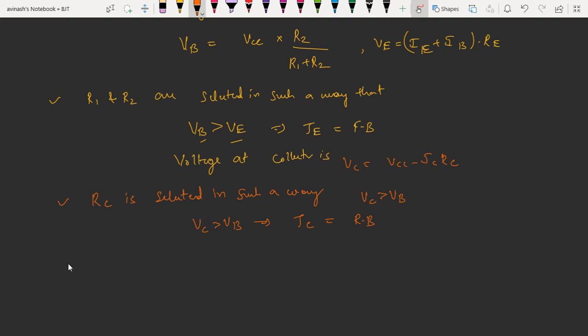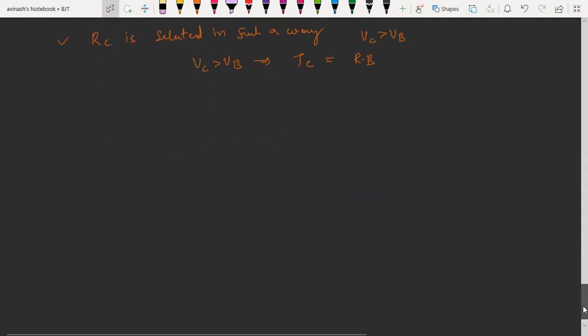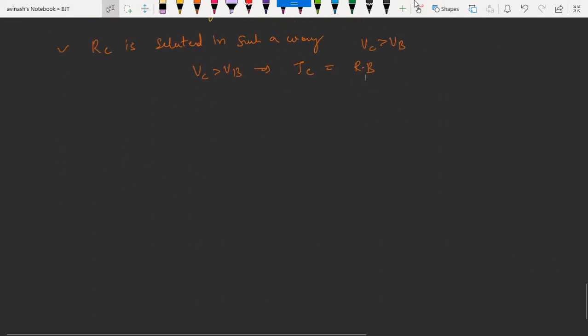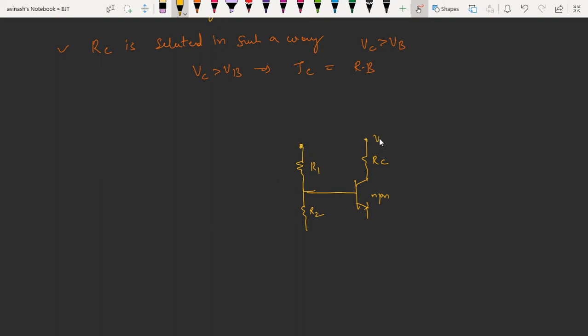So the self bias circuit can be simplified in such a way. You can see this one. If this is the NPN transistor, this will be the collector resistance, and this is the resistor divider network, voltage divider network. This will be R1, this will be R2. Now here we have the collector voltage, here also we have the collector voltage.